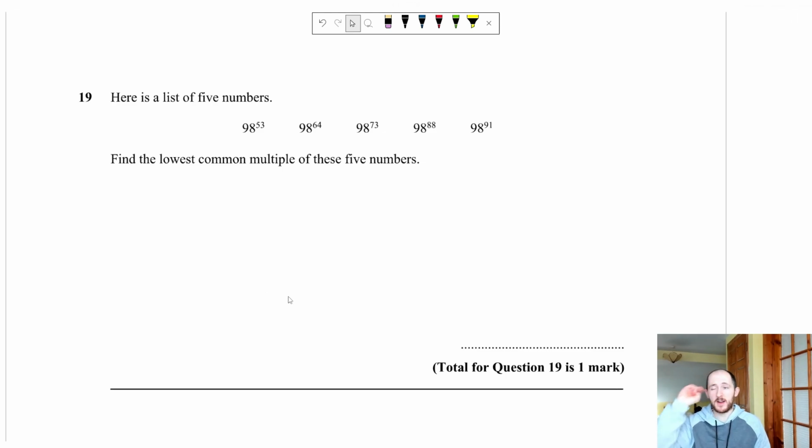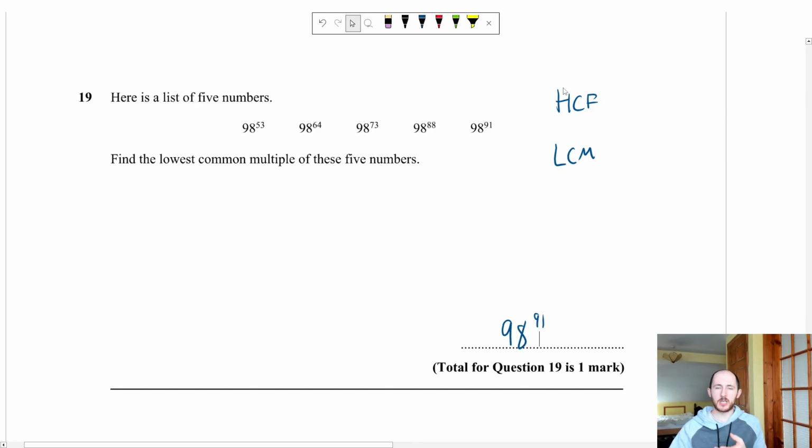Now this 1 marker that comes up every now and then is always answered pretty poorly, and I'm going to give you a rule, but then I'm going to explain it. Essentially, they give you the same base number with different powers. Now if they ask for the highest common factor, you pick the number with the lowest power. If they ask for the lowest common multiple, you pick the number with the biggest power. So in this case, 98 to the power of 91. Now, why is that?